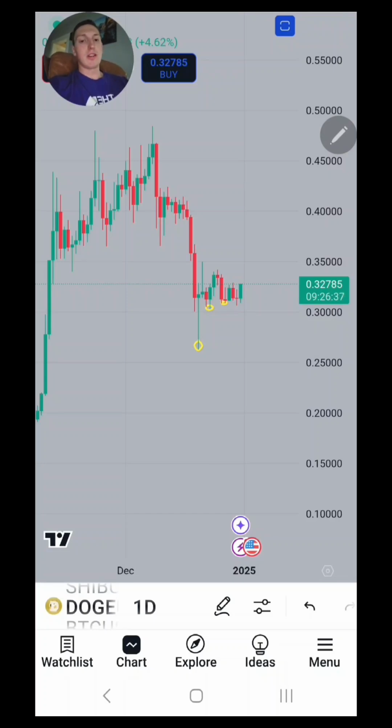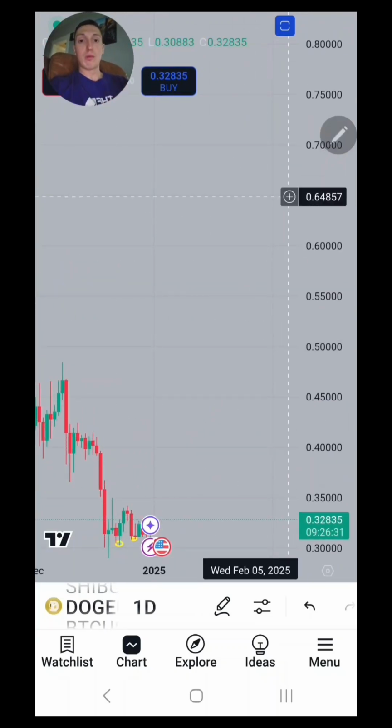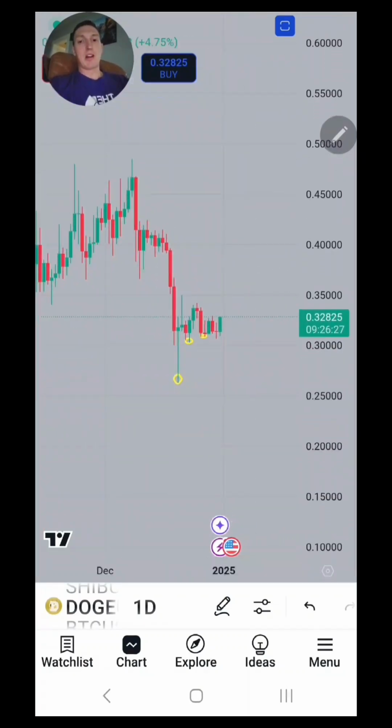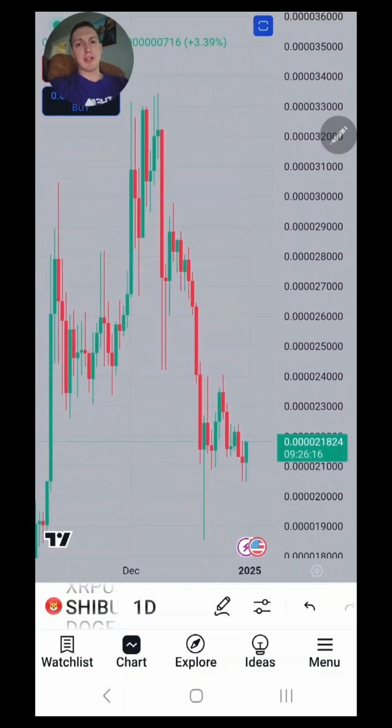If you take too long, it can backfire. I have a feeling that we won't be down here much longer. We will shoot way up above where we've been recently, and you'll miss out on a whole lot of profits. So right now is a great time to enter the market on lots of these coins, especially Shiba Inu.